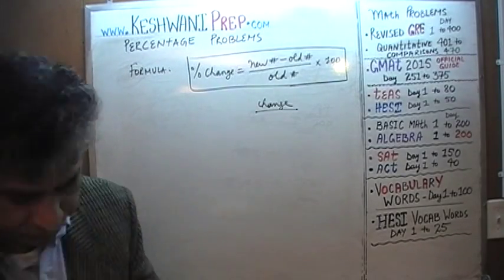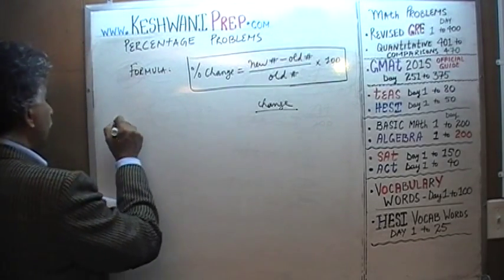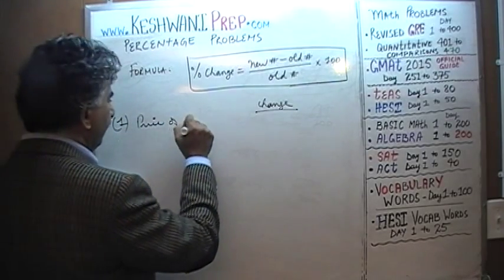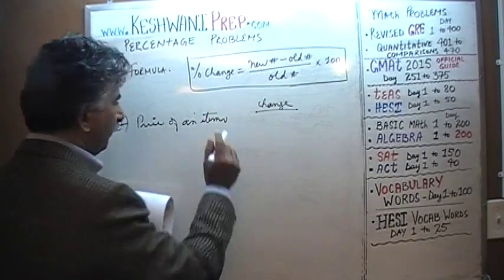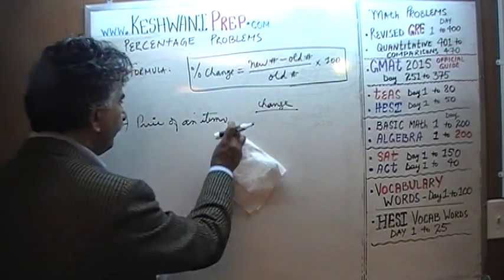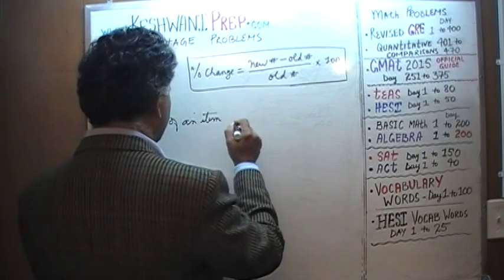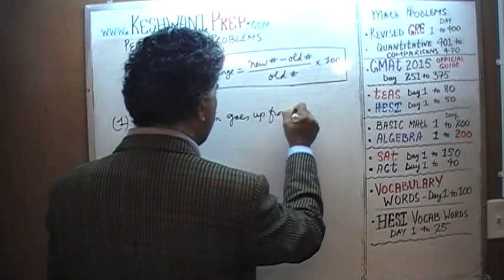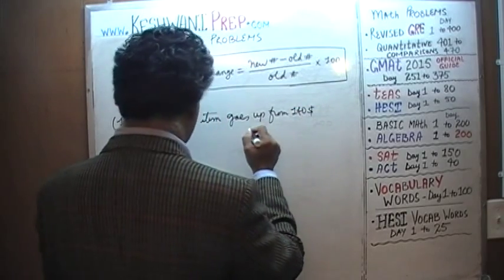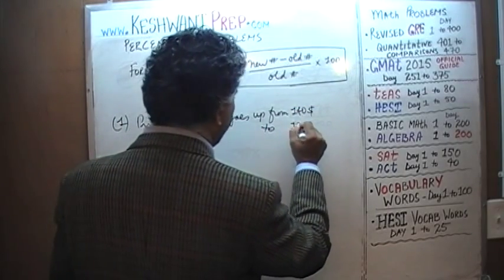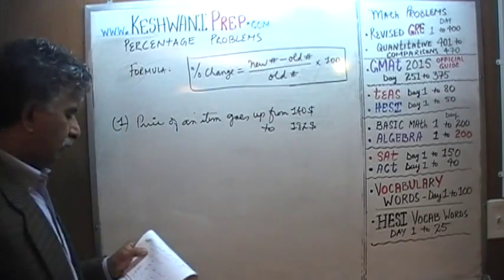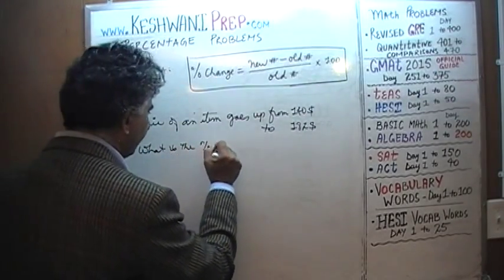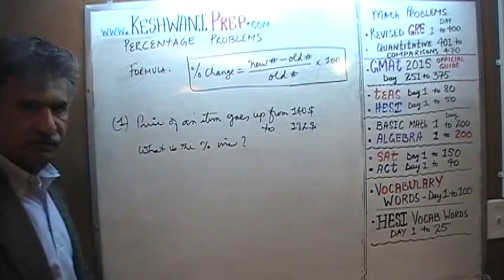Let's look at the first example here. Let's say that we are told that the price of an item goes up from $140 to $182. What is the percentage increase?